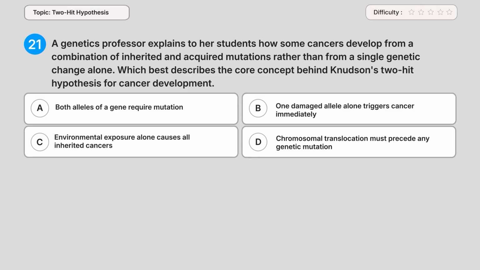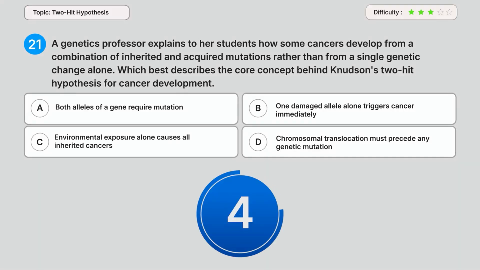Question 21. A genetics professor explains to her students how some cancers develop from a combination of inherited and acquired mutations, rather than from a single genetic change alone. Which best describes the core concept behind Knudson's two-hit hypothesis for cancer development? A. Both alleles of a gene require mutation. B. One damaged allele alone triggers cancer immediately. C. Environmental exposure alone causes all inherited cancers. D. The chromosomal translocation must precede any genetic mutation. Can you guess the answer?